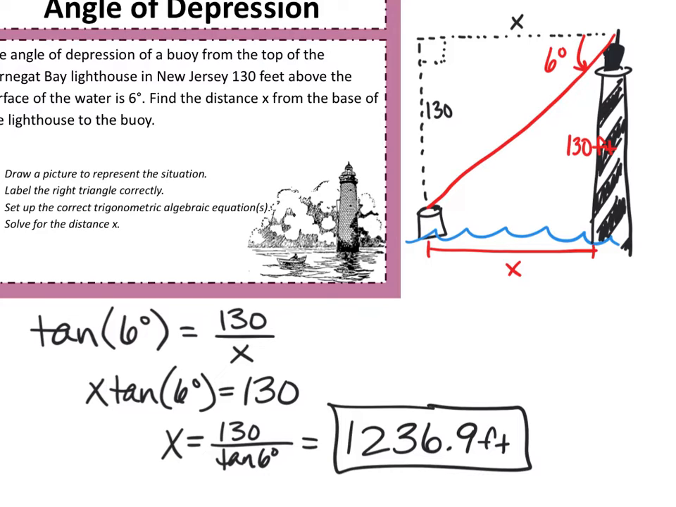So if we take the tangent of 6 degrees, it should be equal to the opposite over the adjacent. Well, we can quickly solve for x here and throw that in a calculator, making sure the calculator is in degrees, and get 1,236.9 feet. That's how far out the buoy is from the lighthouse.